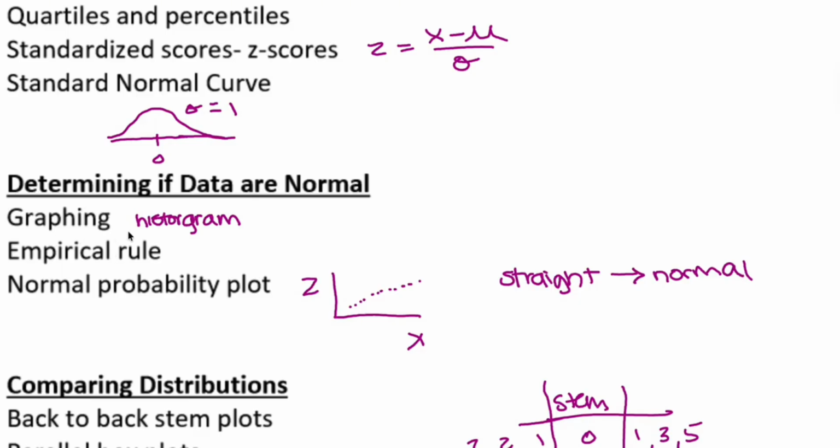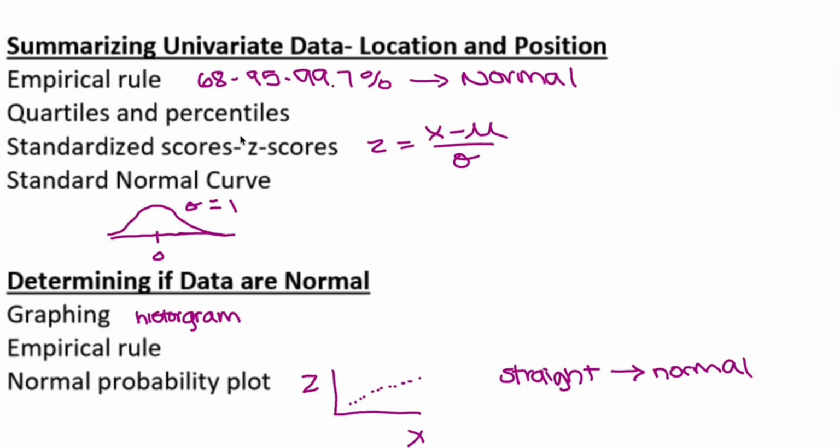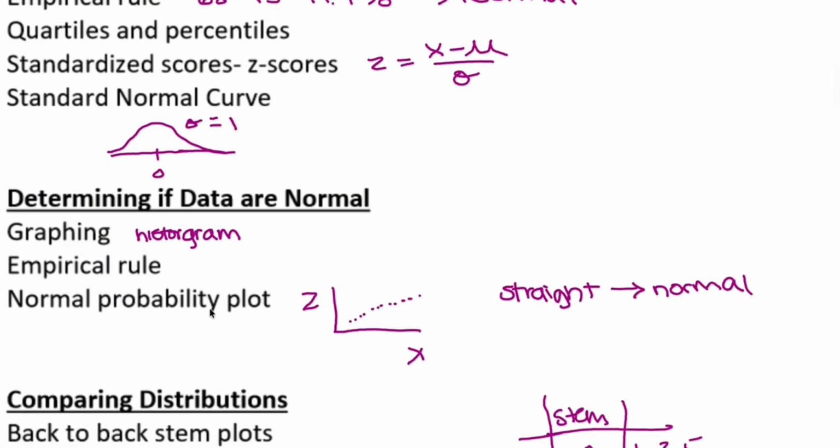How do you determine whether data are normal? You can use graphing, which is a histogram, on your calculator. Also use the empirical rule, which is 68, 95, 99.7%. Normal probability plots are z and x. You will find the probability plot on your calculator, and you can see how it looks like. If it's straight, then it's normal. The more straight the line is, the more normal the data are. So if it's pretty curvy, then you know that it's not normal.